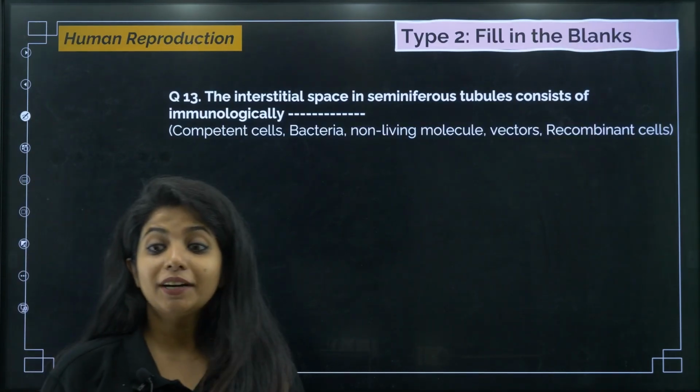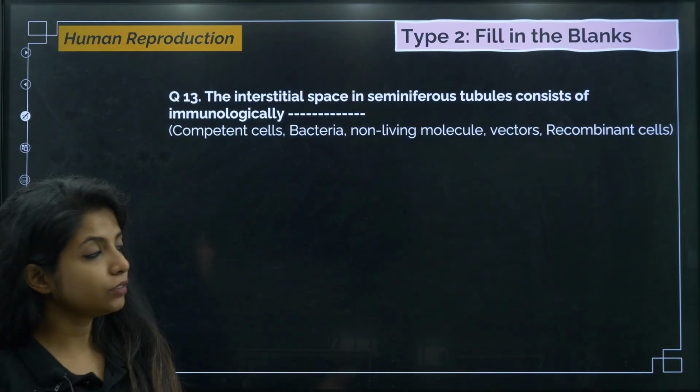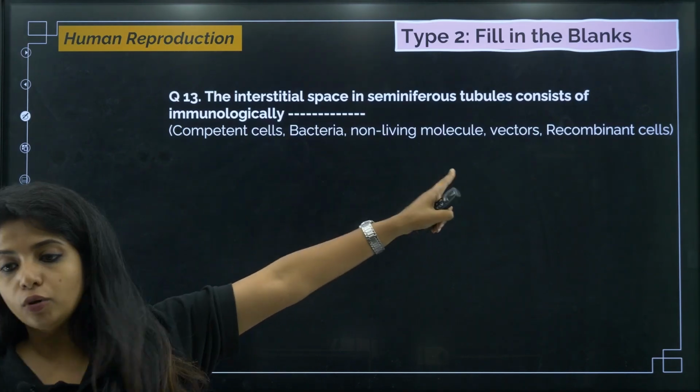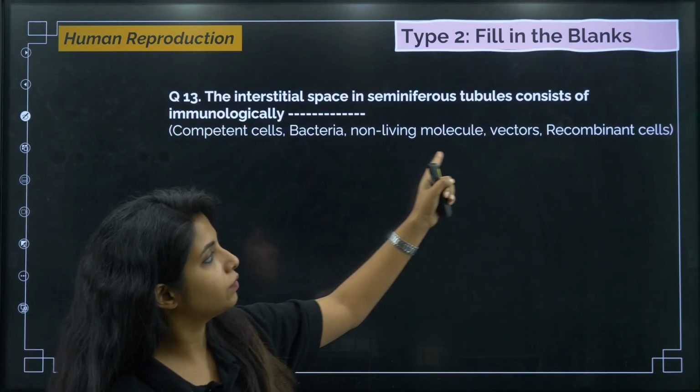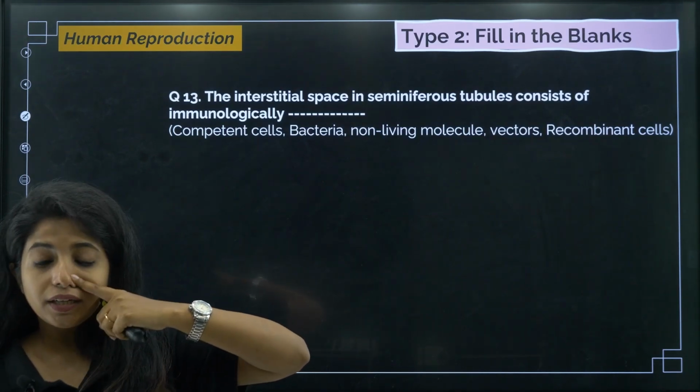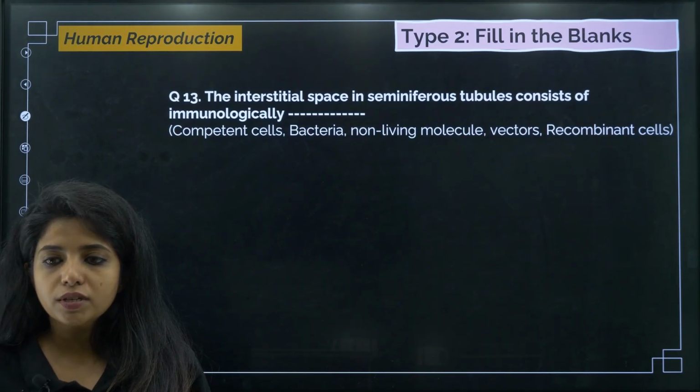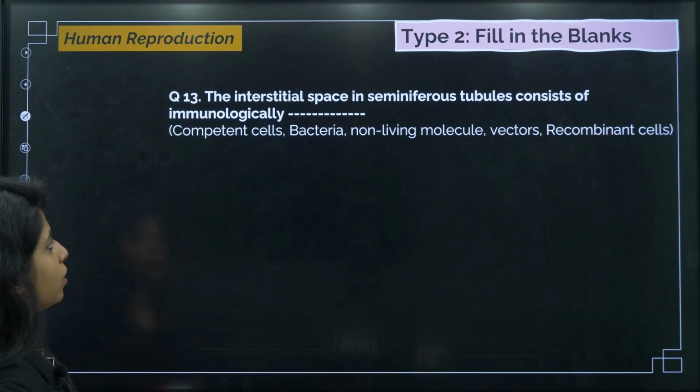This is the type of question that I was saying. Fill in the blanks. They will give you a question and they will give you options like this also. Not for each question, they will give 5 sets of questions, and for all of them they will give you options. So the interstitial space in the seminiferous tubules consists of immunologically what?